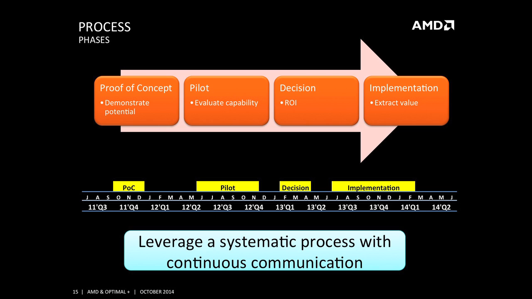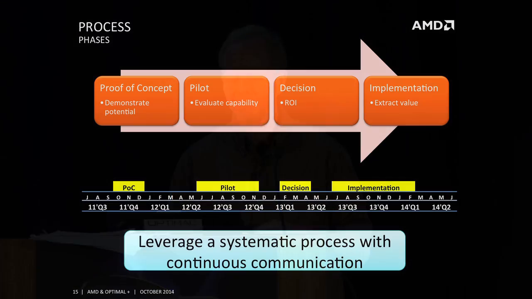To address this process, we used a 4-stage approach in this engagement with OptimalPlus. We started with a proof of concept. Second stage was a pilot. So we moved to the pilot phase, which meant the proof of concept was successful. So our pilot consisted of 3 test facilities, 4 major products, 3 of them discrete GPU, 1 was an APU. And we covered about 70 testers during this time frame.